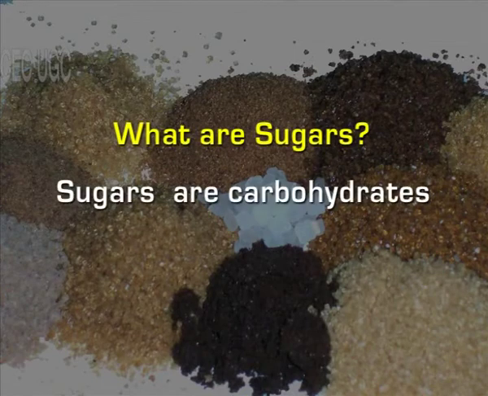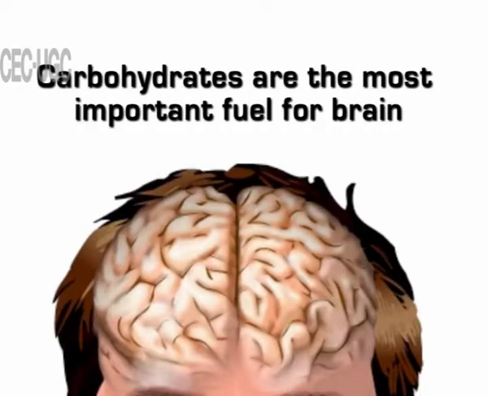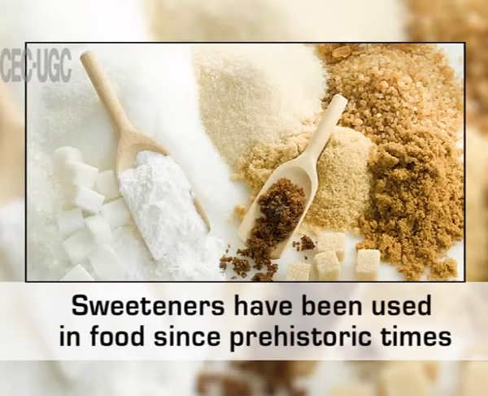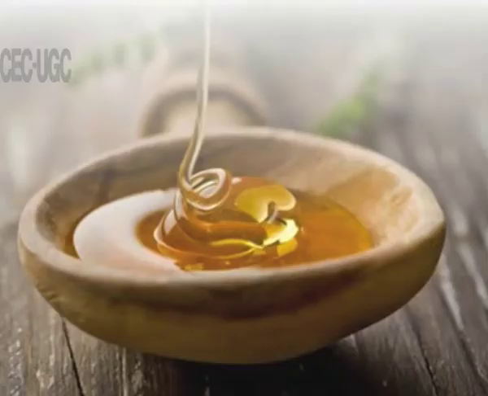Sugars are carbohydrates. What is the function of carbohydrates? Carbohydrates are the most important fuel for the brain, and they also provide energy to the organs and help them to function. Sugar is a sweetener. Sweeteners have been used in food since prehistoric times, probably beginning with the discovery of honey. Desire for sweet is inherent in every individual.